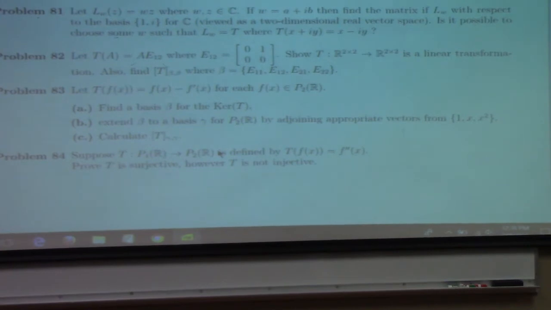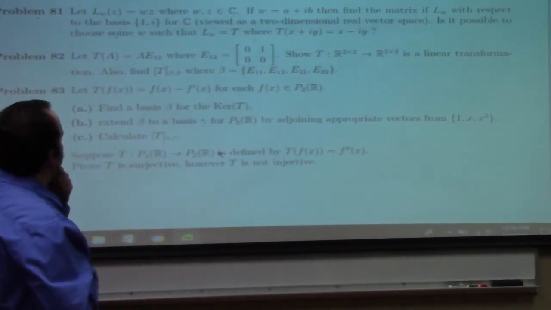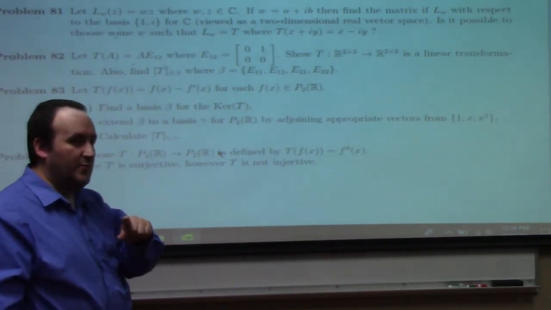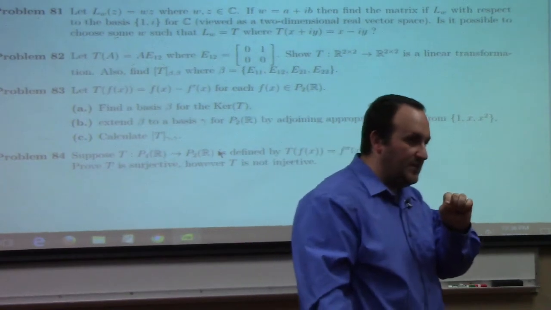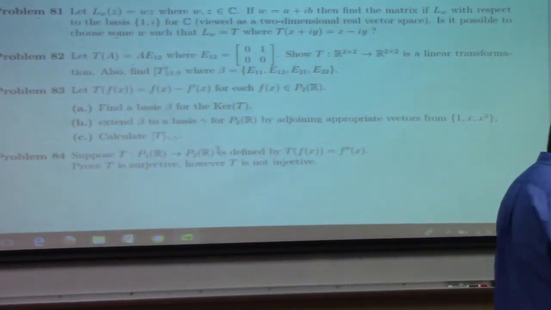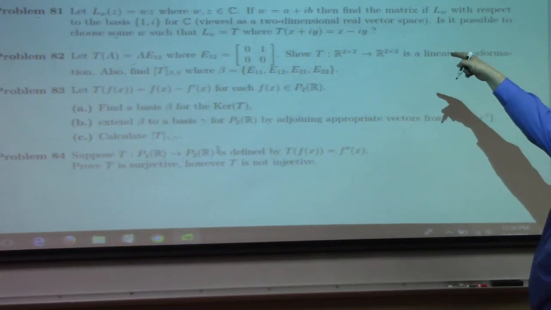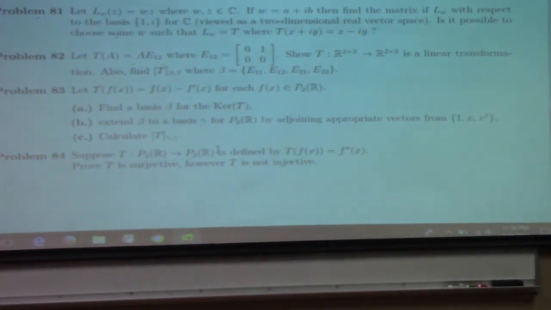Okay, so that one. Here what you're supposed to do is find what the matrix of L sub W looks like with respect to the basis 1, i. So maybe it'd be helpful for you if I do it for a specific W. You're supposed to do it for a generic W, so something like W equals A plus iB.